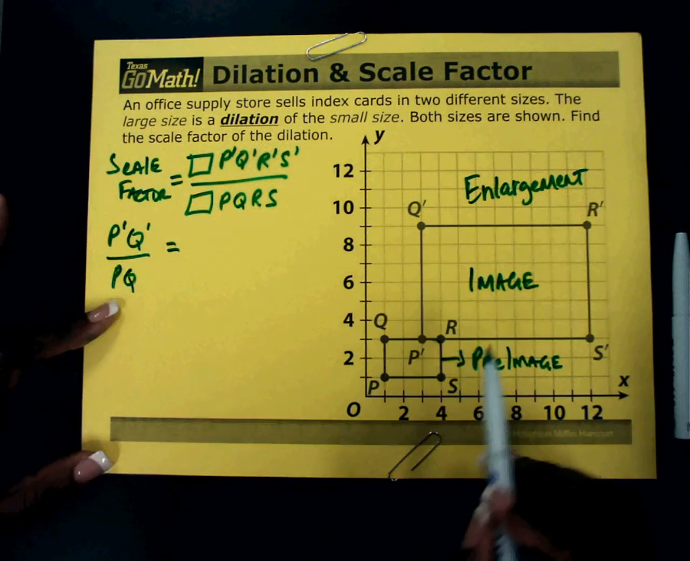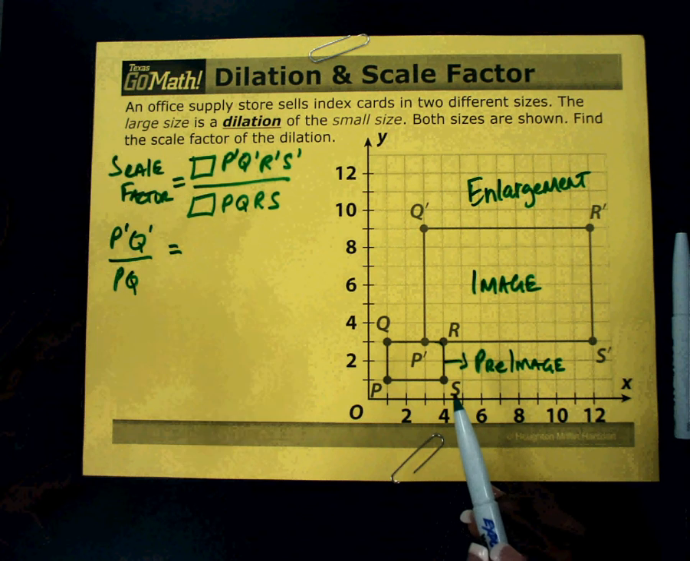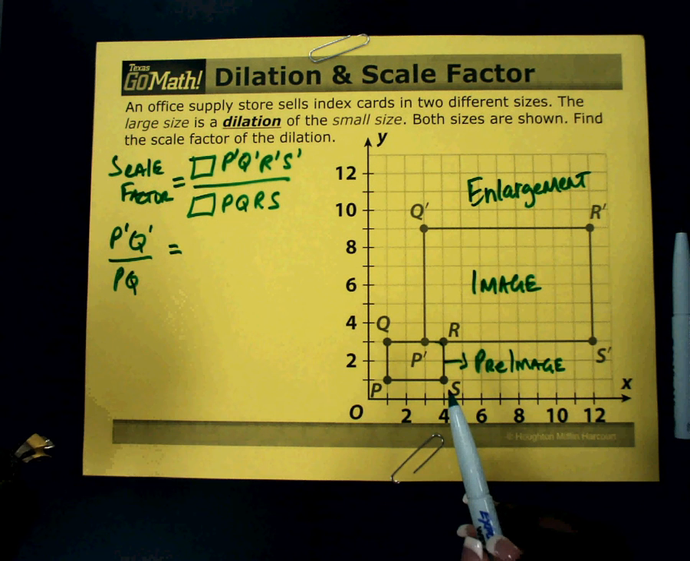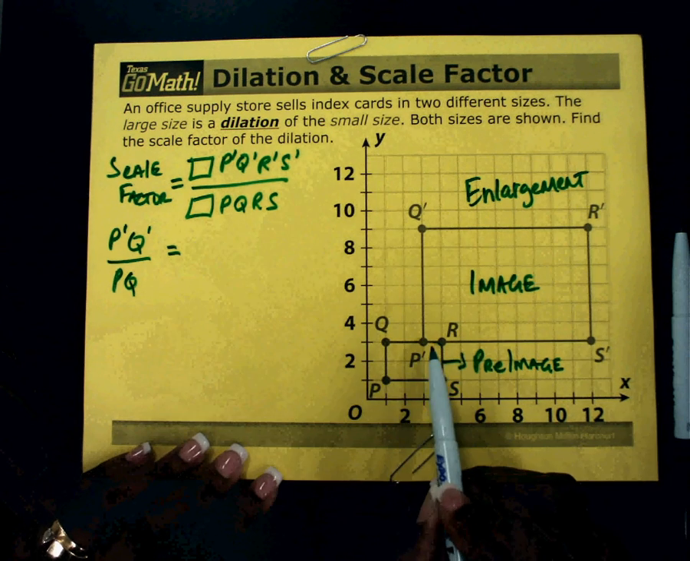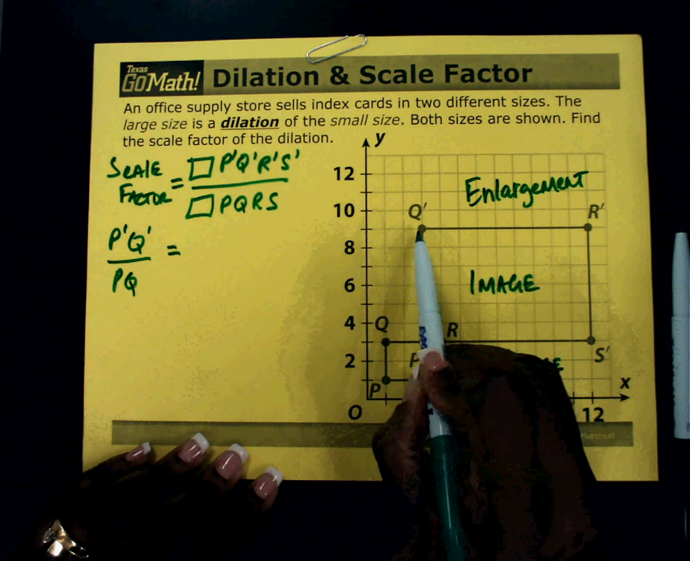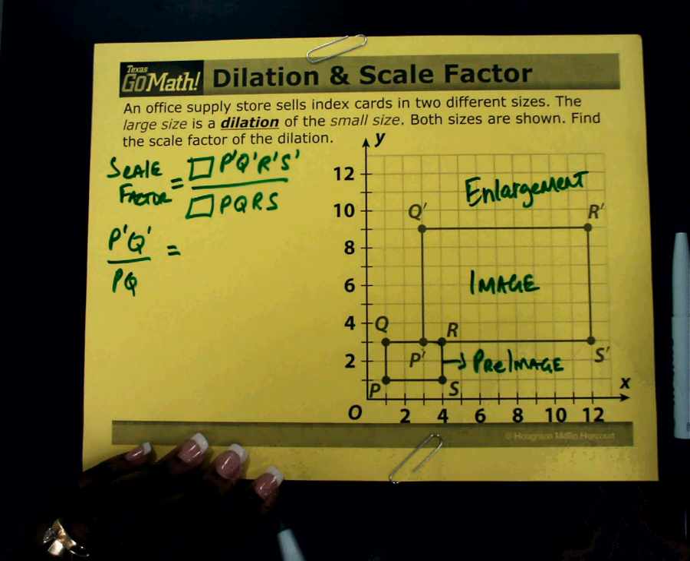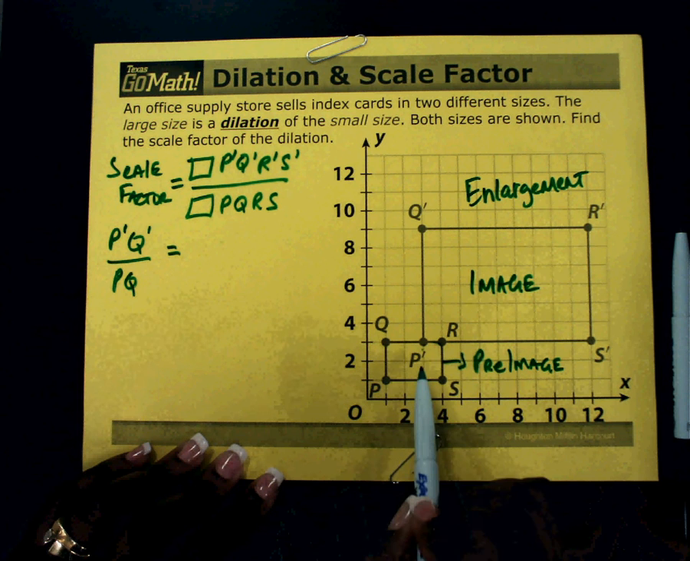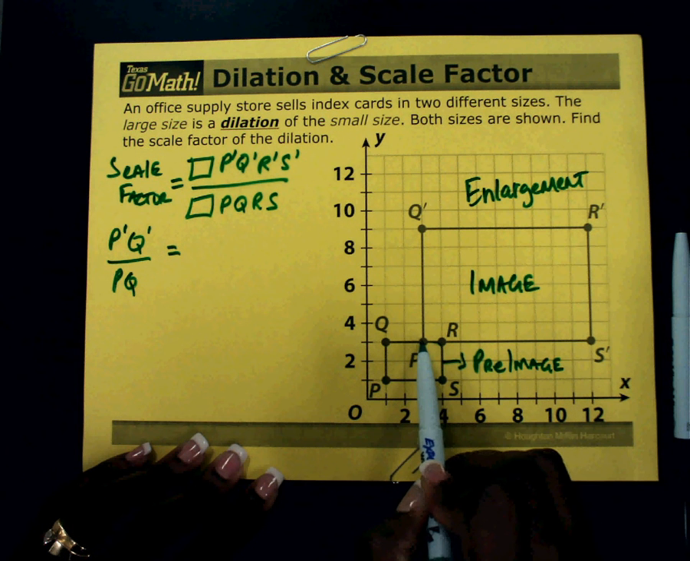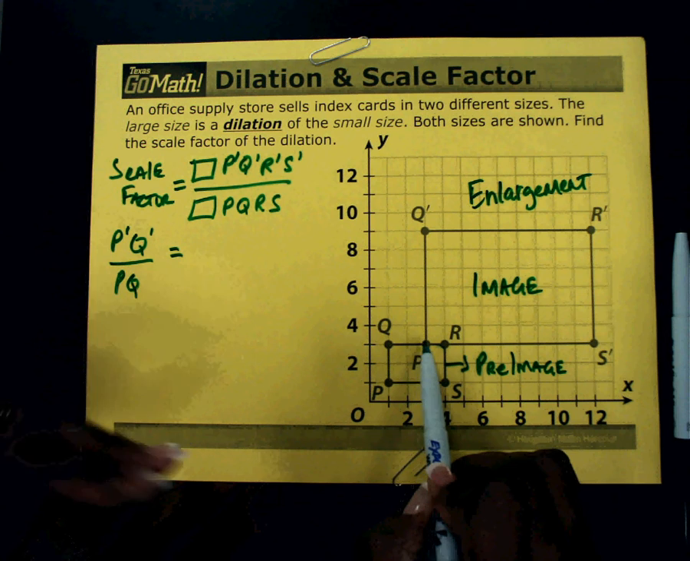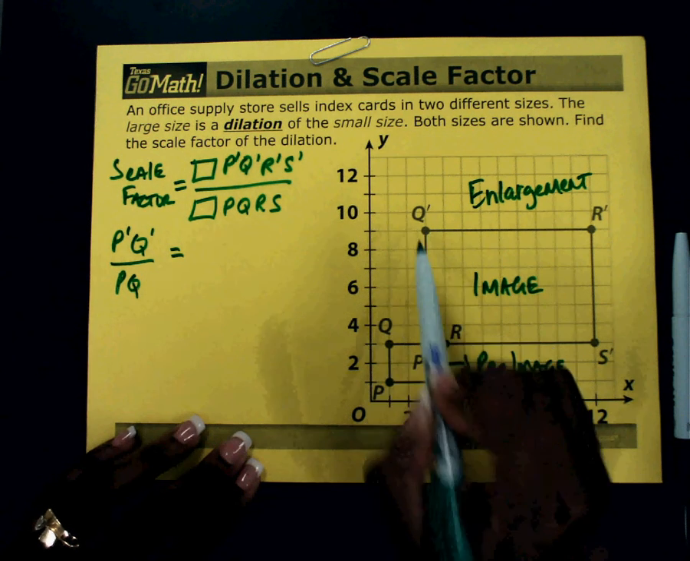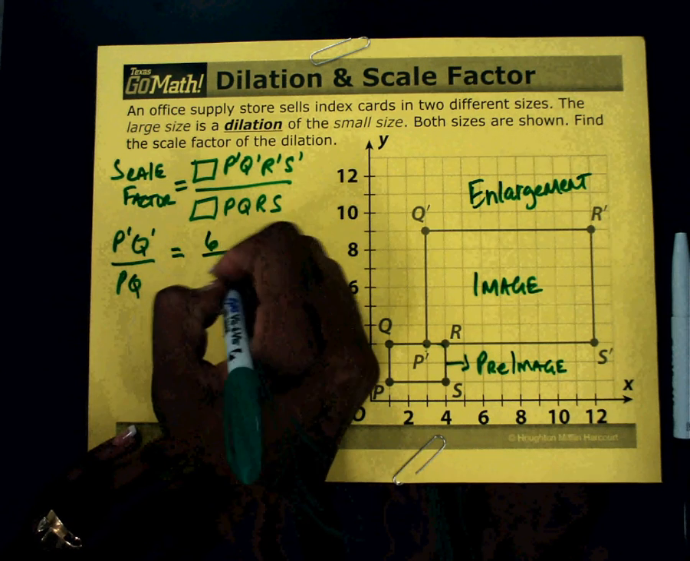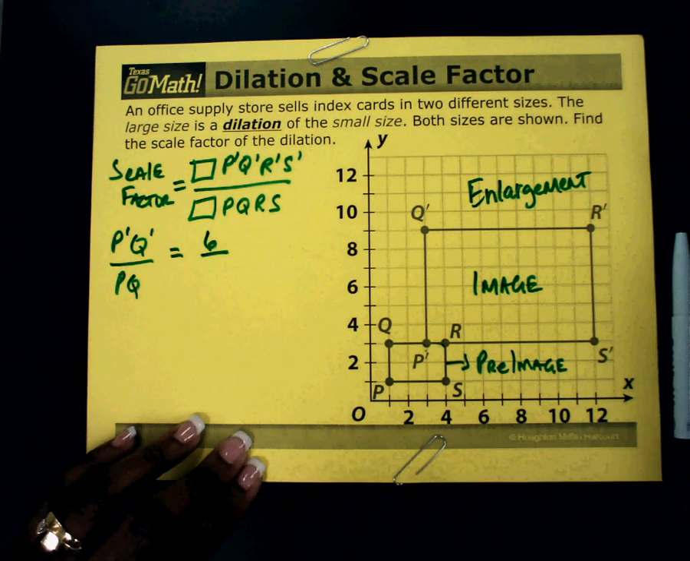We want to count the actual units, just like we did with the Pythagorean theorem, when we wanted to find the sides A and B. We counted the units between points. So we're going to count the units between P and Q for the width and P and S for the length. Let's start with the width. We start here and count every time we move: 1, 2, 3, 4, 5, 6. So our P prime, Q prime is 6. The unit number is 6.